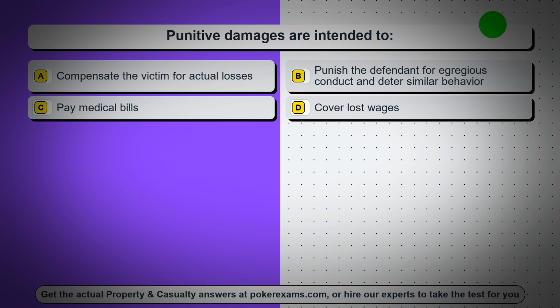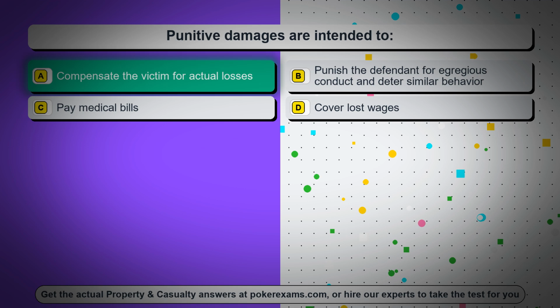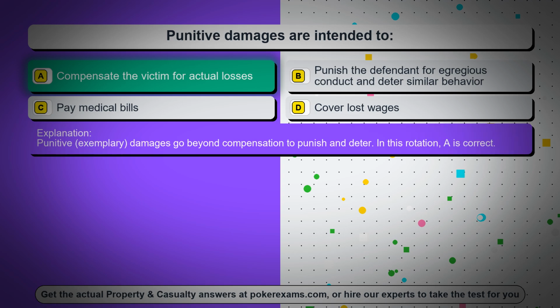Question 93. Punitive damages are intended to option A. Compensate the victim for actual losses. Option B. Punish the defendant for egregious conduct and deter similar behavior. Option C. Pay medical bills. Option D. Cover lost wages. The correct answer is option A. Compensate the victim for actual losses. Punitive, exemplary, damages go beyond compensation to punish and deter. In this rotation, A is correct.